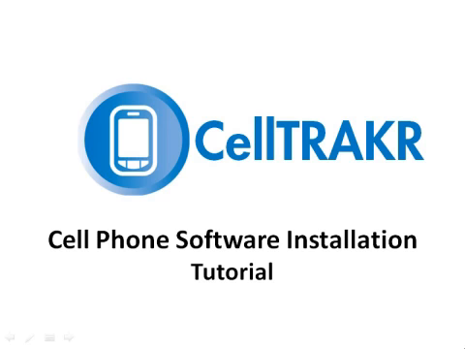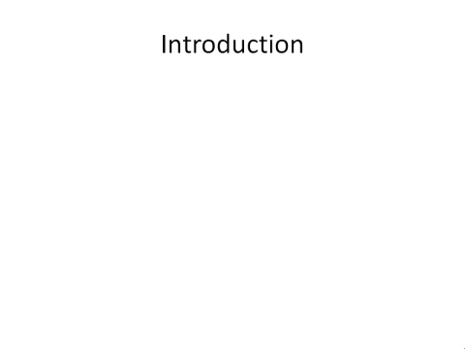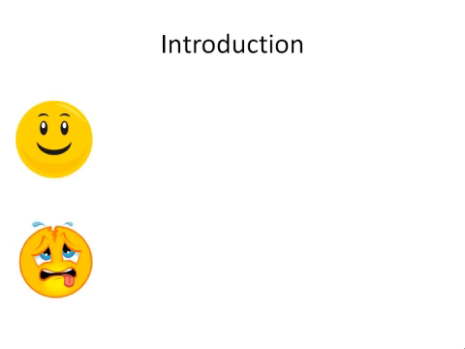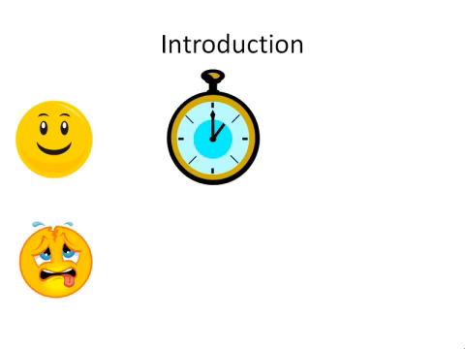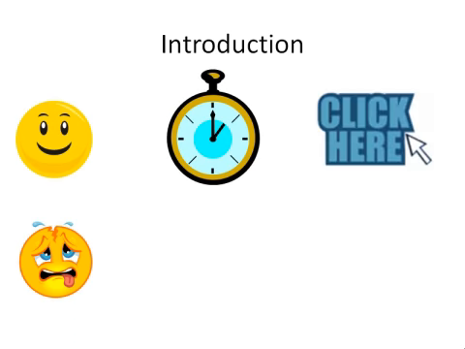Welcome to the tutorial video for CellTRAKR cell phone software installation. There's good news and bad news about the installation process. First, the good news. It only takes from 2 to 5 minutes per phone. Also, you just have to point and click your way through the process. There's not a lot of typing or decision making.